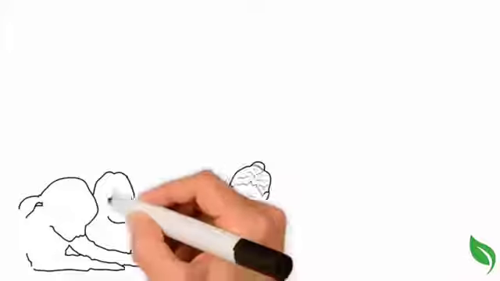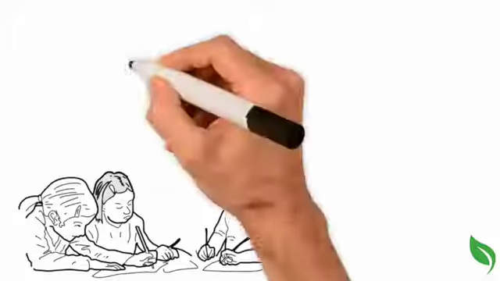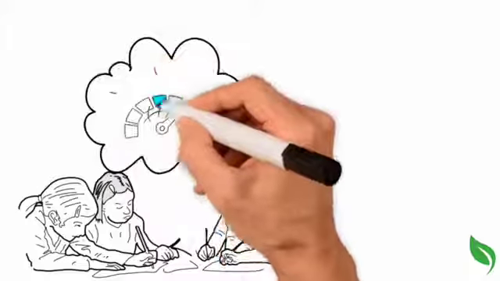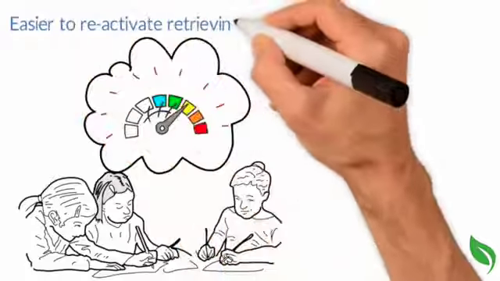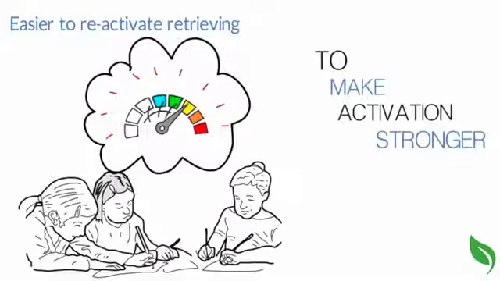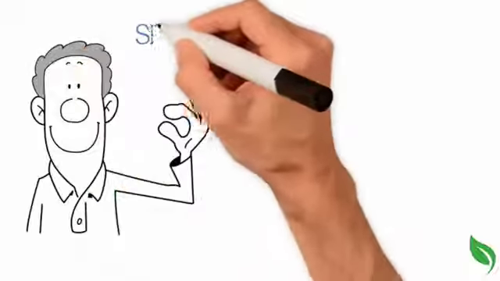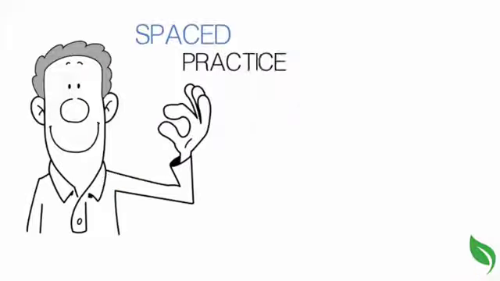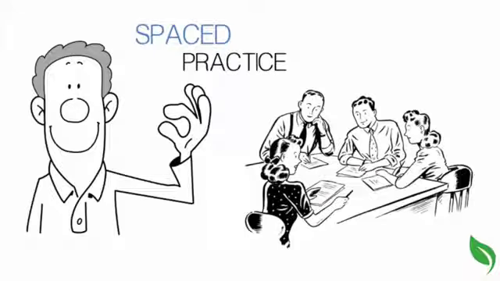Further, when practice for different concepts is spread out over time, learning is more effective. This is because when the connections in the brain for retrieving information have just been activated, it is easier to reactivate them right away. To make the activation stronger, it is best to reactivate after a break. As a strategy, this is referred to as spaced practice. One way learners might incorporate this strategy in their studies is to do a course review at the end of their session every day, covering concepts from day 1 through today.